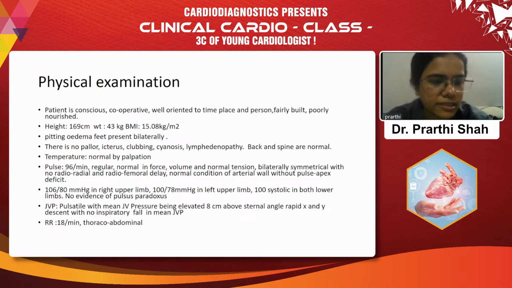BP is 106 by 80 in the right upper limb, 100 by 78 in left upper limb, and 100 systolic in both lower limbs. No evidence of pulsus paradoxus. JVP is pulsatile with mean JVP pressure elevated 8 centimeter above the sternal angle at 30 degrees with rapid X and Y descent with no inspiratory fall in mean JVP. Respiratory rate is 18 per minute, thoraco-abdominal.